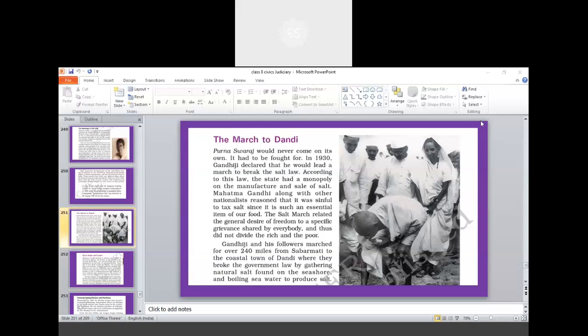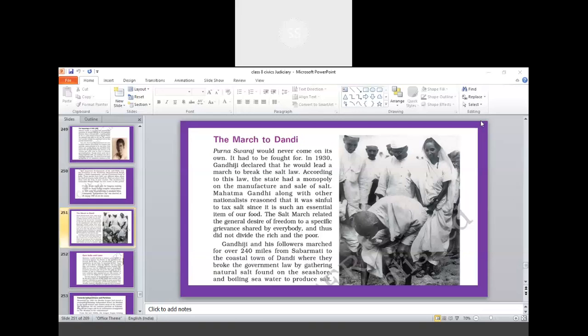Now let us move to the next major topic, that is the Dandi March, or the March to Dandi. Hope you know about the Dandi March, because you were there when the Nukkad Natak was played in our school, in class 6th, in the amphitheater. So, Salt Satyagraha, Dandi March in the year 1930.